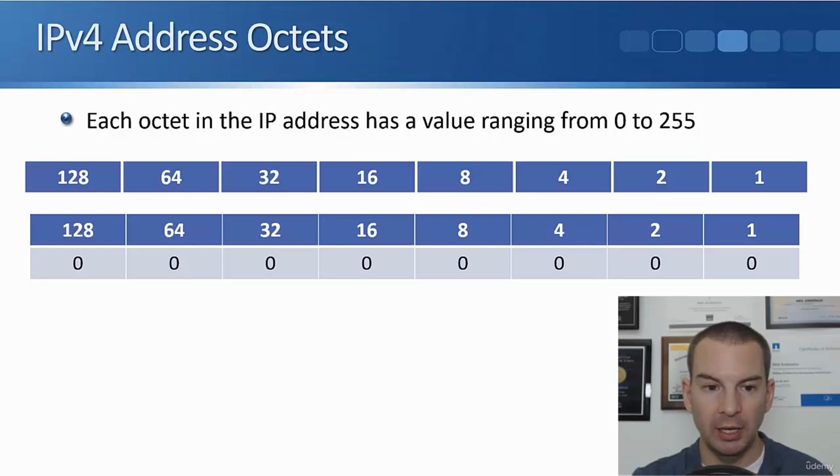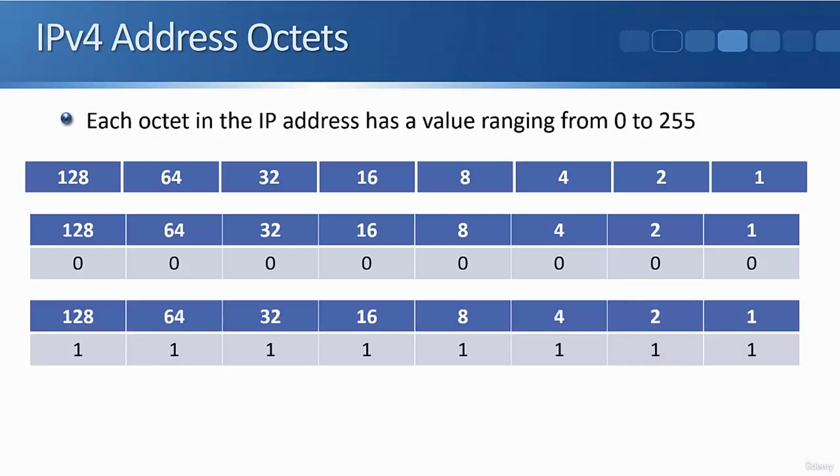If we put a 0 in on all of those bits, obviously all zeros adds up to 0. If we put a 1 in on each of the bits and add these up: 128 plus 64 equals 192, 192 plus 32 equals 224, 224 plus 16 equals 240, 240 plus 8 is 248, 248 plus 4 is 252, 252 plus 2 is 254, and 254 plus 1 is 255.